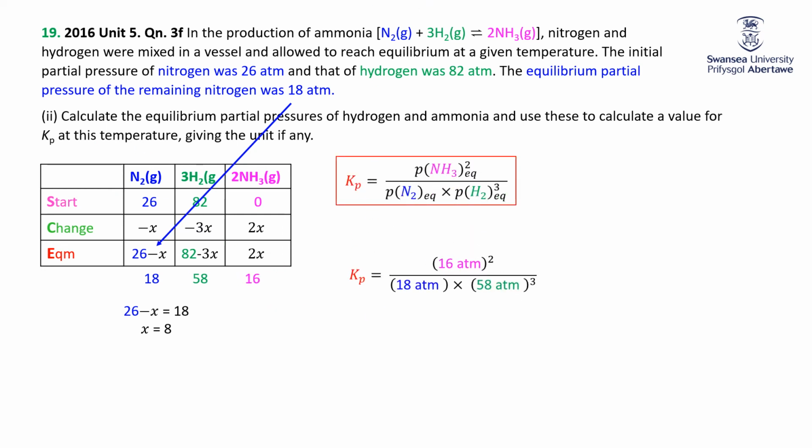Pop that into the Kp expression, and we get 7.3 times 10 to the minus 5. Get in the units, we've got atmosphere squared on top. We've got atmosphere cubed on the bottom, so we'll calculate, cross out the 2 atmospheres on top with 2 of the 3 on the bottom. And we get 1 over atmosphere squared, or atmosphere to the minus 2.